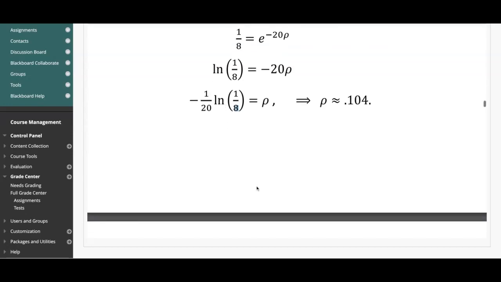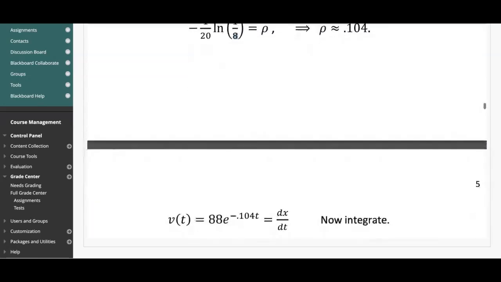This is an approximation, but this can be simplified. ln 1/8 is just negative ln 8. Negative times negative is positive. You could keep it as ln 8 divided by 20. Actually, what's ln 8? ln 8 is 3 ln 2, right? You could keep it as 3/20 ln 2. It's fine. It's just an irrational number.